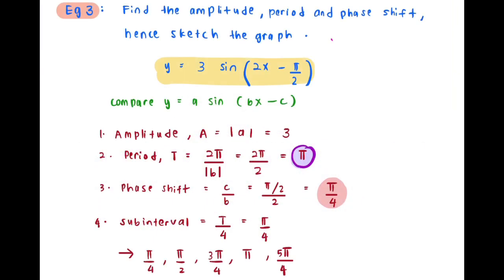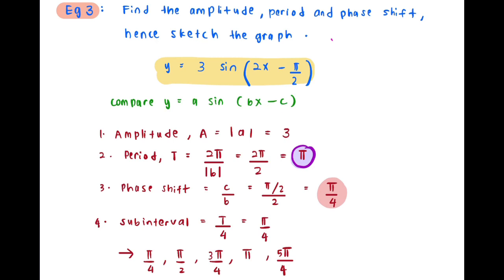Now let's proceed to example 3. Find the amplitude, period and phase shift, hence sketch the graph. So this is the equation given, y equal to 3 sine (2x minus pi over 2). So let's compare with our general equation, y equal to a sine (bx minus c).